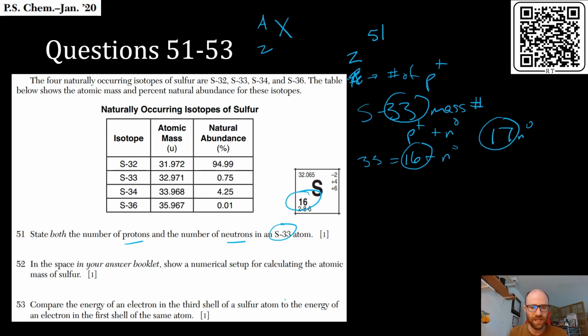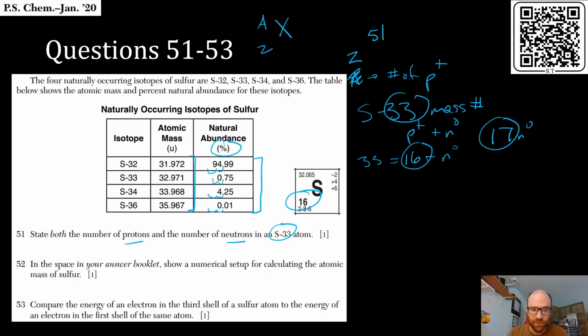For 52, we need to calculate the atomic mass of sulfur. The atomic mass is the weighted average of the isotopes. So we need the atomic masses and the abundances. They're written here as a percentage. We need to turn that into a decimal. There are 2 ways to do that. One would be to divide your whole equation by 100. The other is to just shift our decimal point 2 places to the left. And we need to do that for all of these.